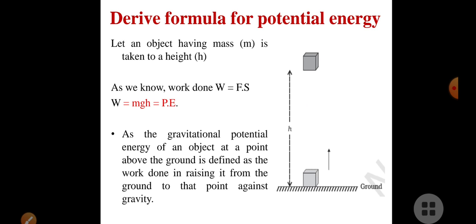So if in the exam the definition of potential energy comes, then you have to write the energy possessed by an object due to its height or its shape. But if in the exam the definition of gravitational potential energy is asked, then you have to write this definition, that is, work done in raising the object from ground to a height against gravity.